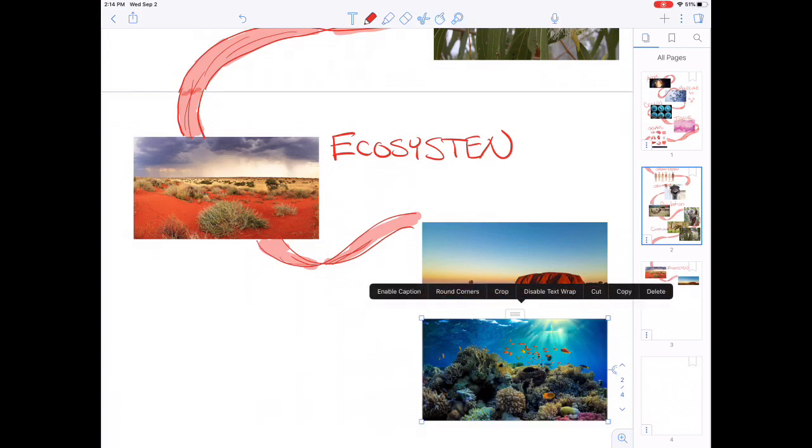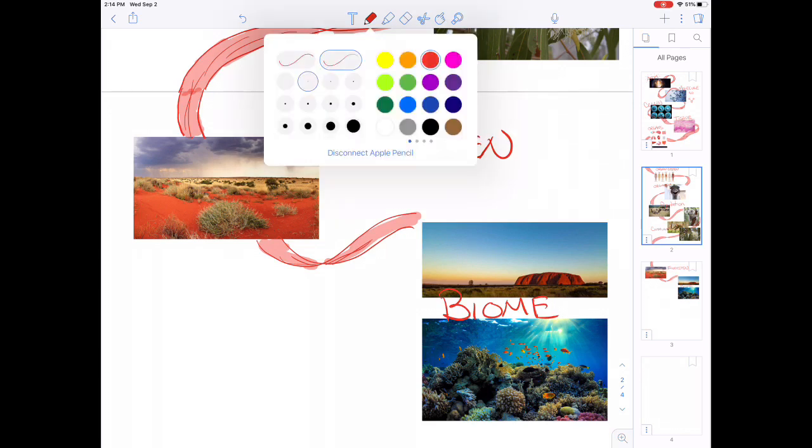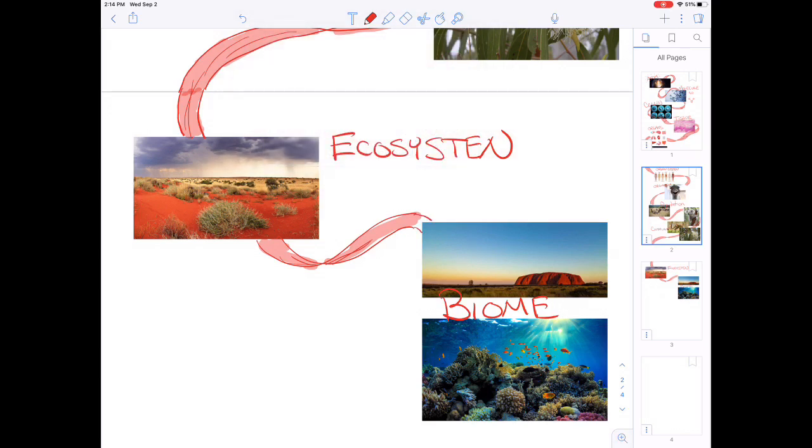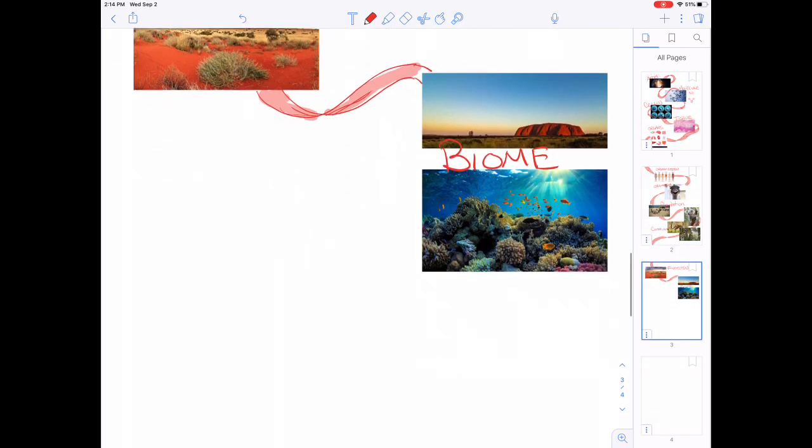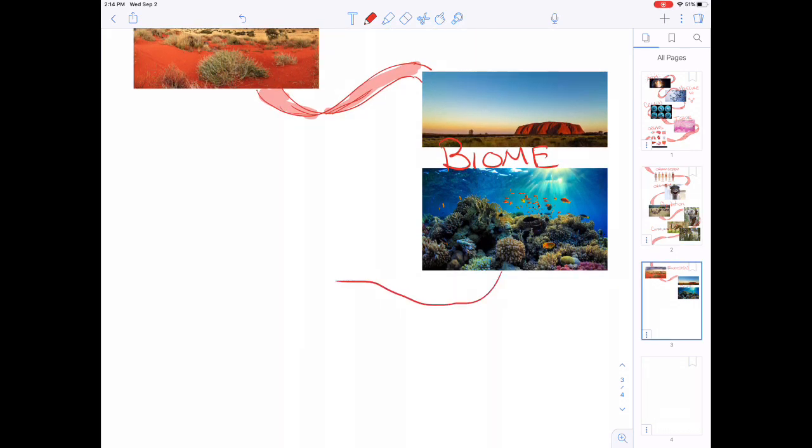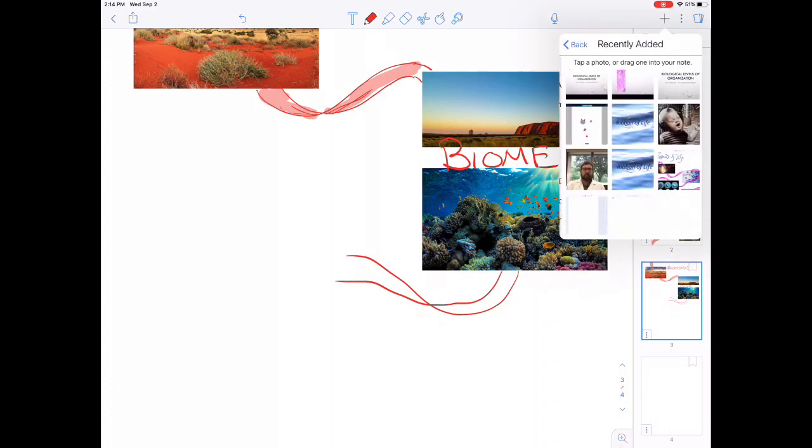So we're going to label these as biomes. There can be different reefs all along the coast of Australia. There's plenty of different deserts all around Australia. And all those things lead us to, finally, what is known as our biosphere.